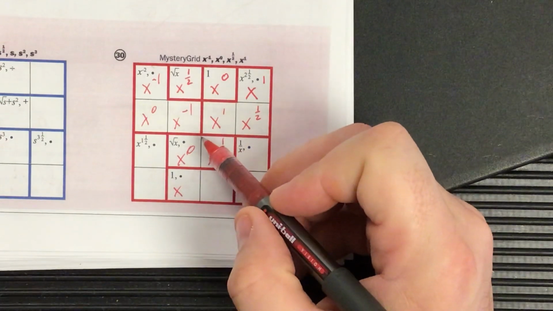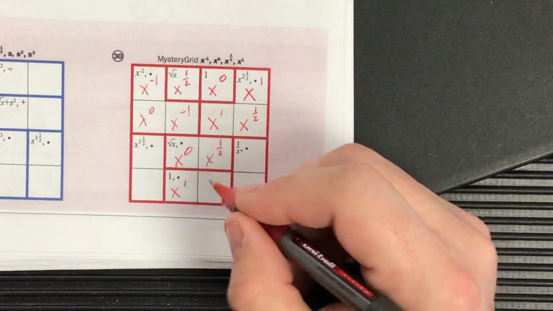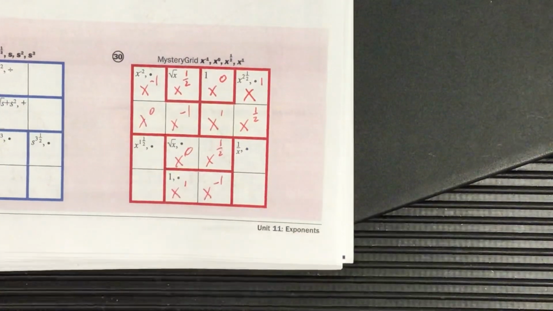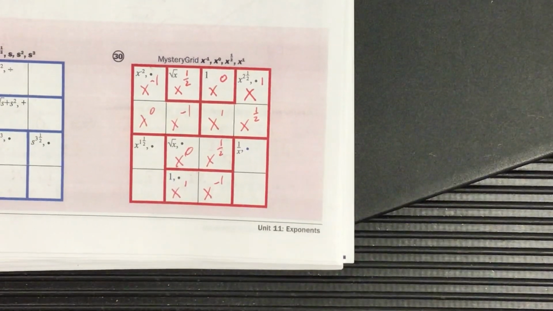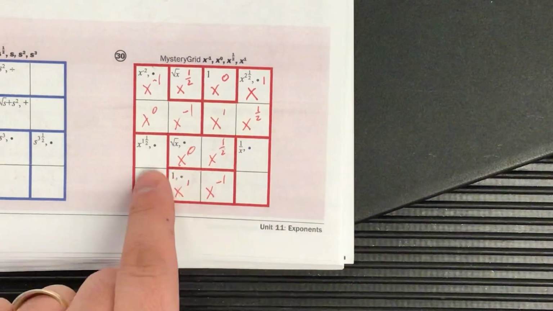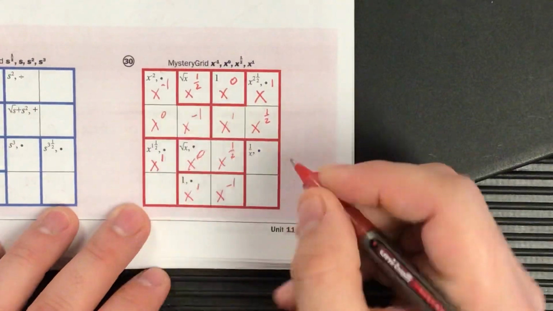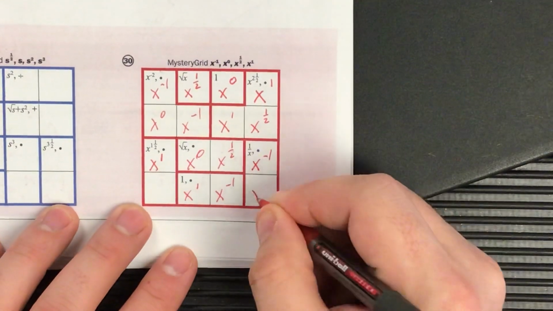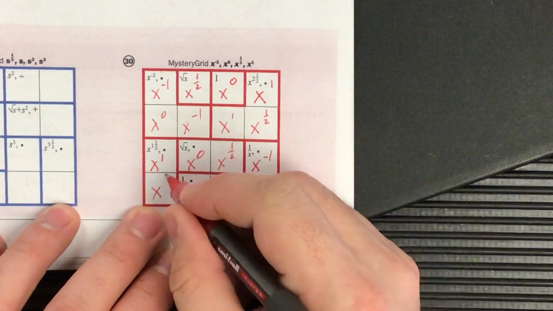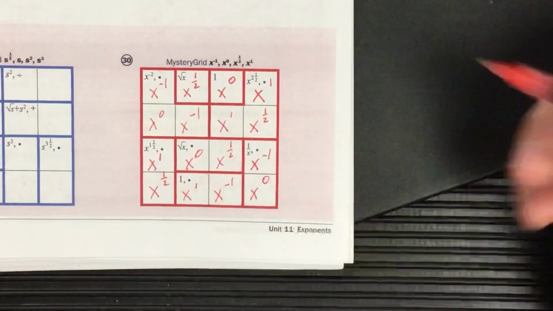Which one am I missing here? X to the first and then x to the negative first. That makes sense, that would be 0. Then the next one will be, on the left, so then that has to be the 1. And then the negative one on the other side, and x to the 0 on the bottom. And then the other one that goes there, half. Makes sense. 1 plus 1/2 would give you the 1/2.